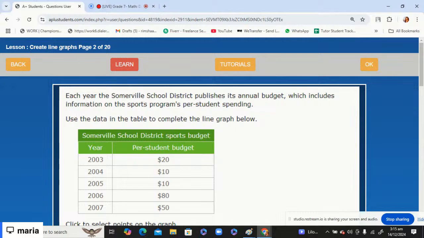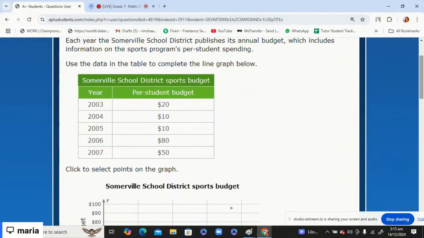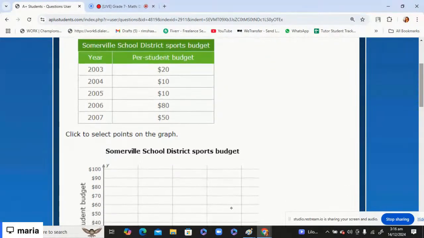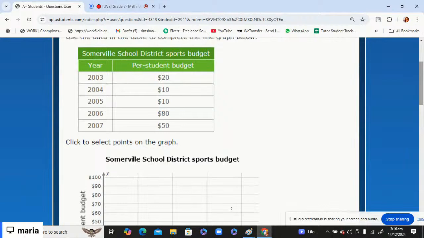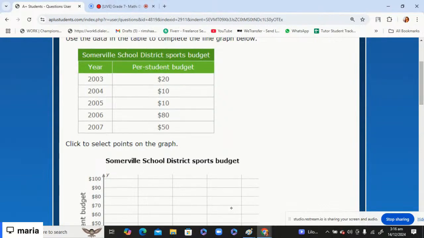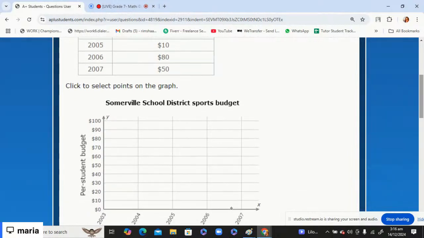Let's do this one. Each year, the Summer Valley School District publishes its annual budget, which includes the information on the sports program per student spending. Use the data in the table to complete the line graph below. This is the data 2003, 4, 5, 6, 7. And per student budget is given, which is 20, 10, 10, 80, and $50.